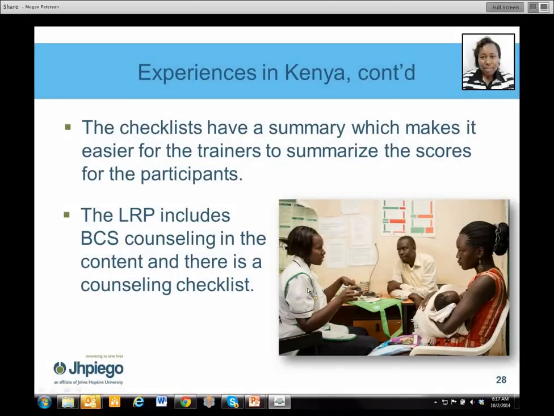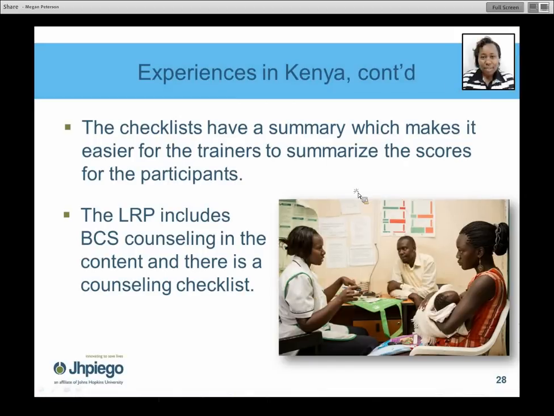We realized that for the continuation and retention of long-acting reversible contraceptives, clients need to get clear information. They need to get to know about the methods, how they work. So counseling is important, and this is an aspect that is strengthened during training, and it has come out very well in the learning resource package.